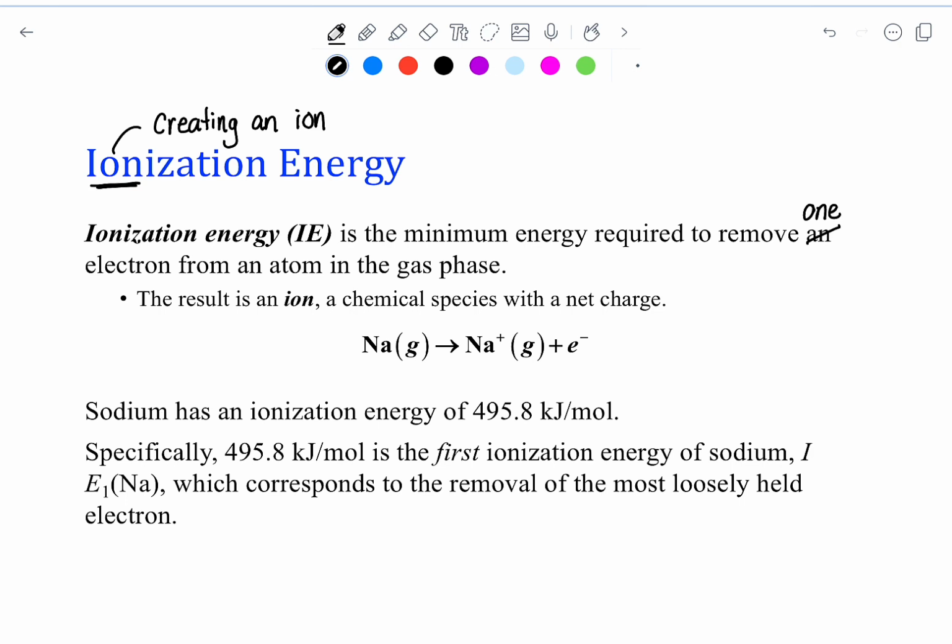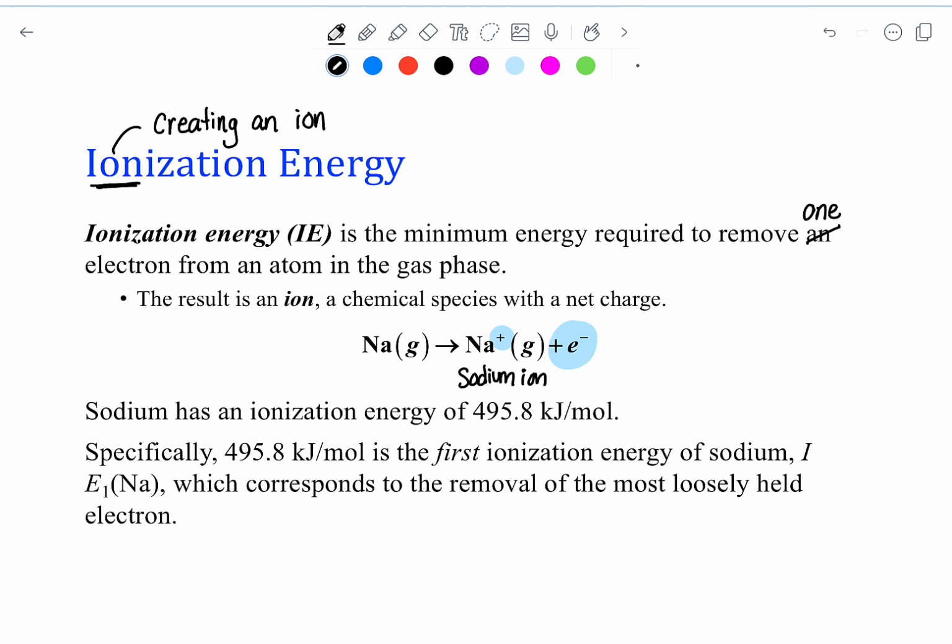So the result is an ion, a chemical species that has a charge. We've talked about ions multiple times throughout our previous lessons, in our previous chapters. So here we have sodium. In its natural or gaseous state, it does not have a charge, meaning it has the same number of electrons and protons. And then as it ionizes, we pull off one electron. It has a 1 minus charge because it's just one electron, meaning our sodium now has a +1 charge. So we've created the sodium ion, and we're left with one electron.